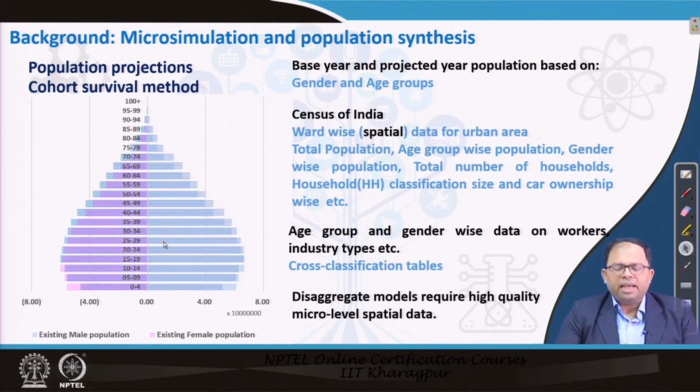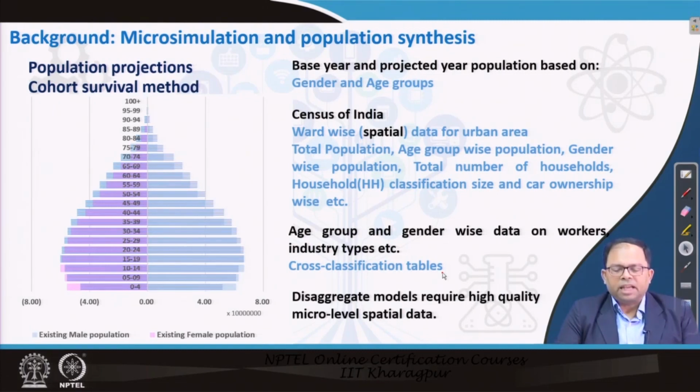Now, there are some extra tables in census, for example, age group and gender wise data on workers, industry type. So, here we can see that not only gender and age group is there, but based on this particular demographic group, we can also see how many of them are workers and in which industry they are working. So, this could be called a cross classification table, where we can have detailed data on each population group or each socio-demographic group in that particular area.